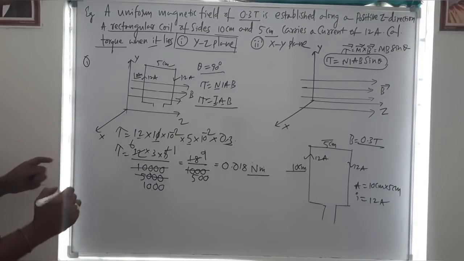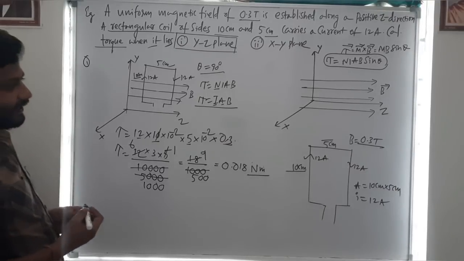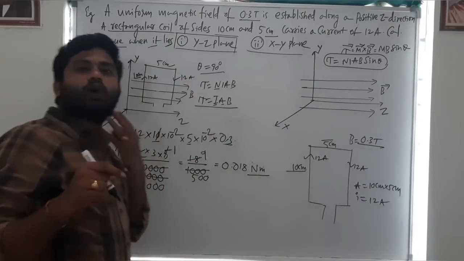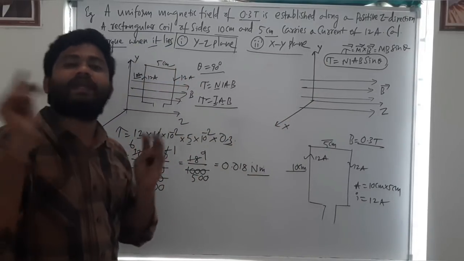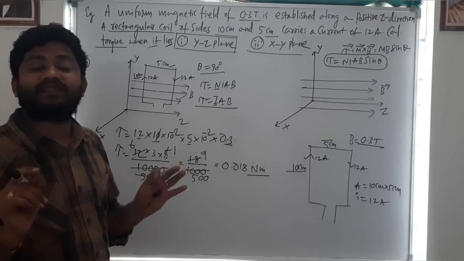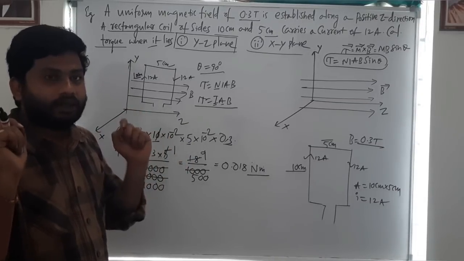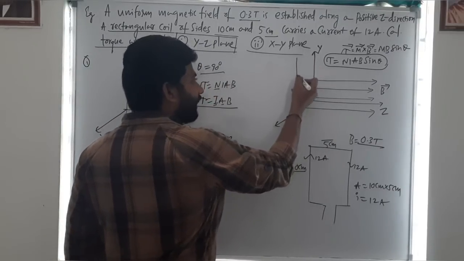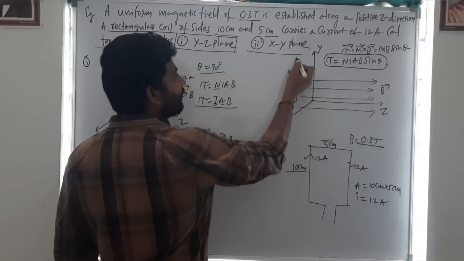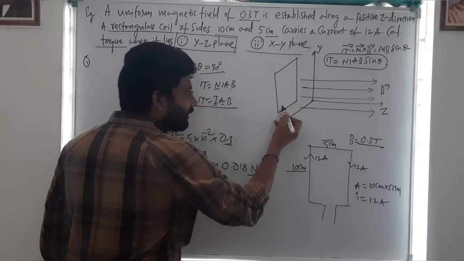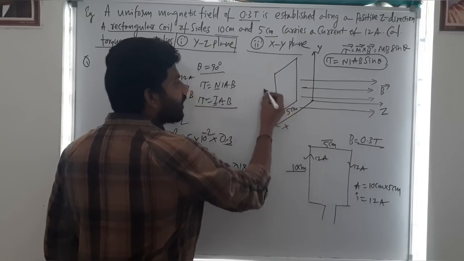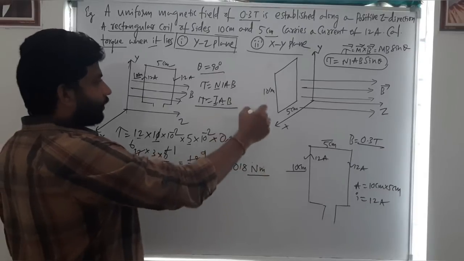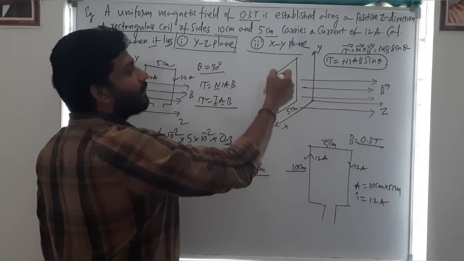Now, what about the second case? Let's concentrate on the second case. Second case is XY plane. The rectangular coil is placed in XY plane. Where is XY plane? This is X and this is Y. You can see here. Here also it is 5 centimeters and it is 10 centimeters. Clear? Now, torque is M bar cross B bar.